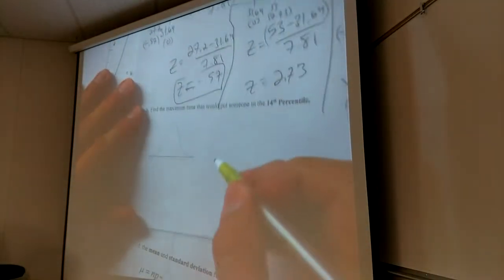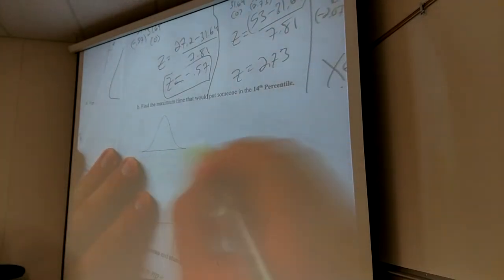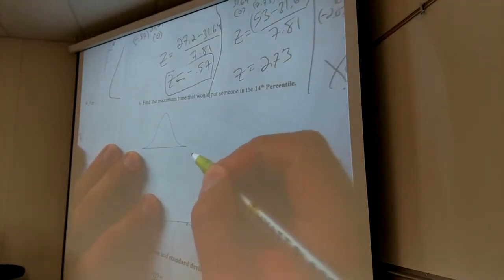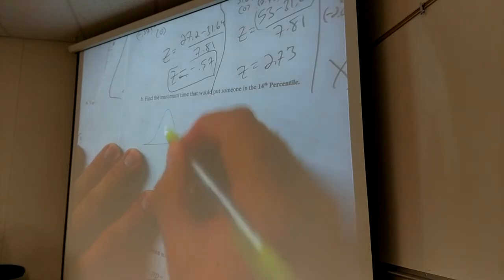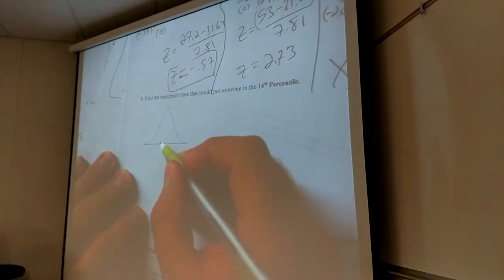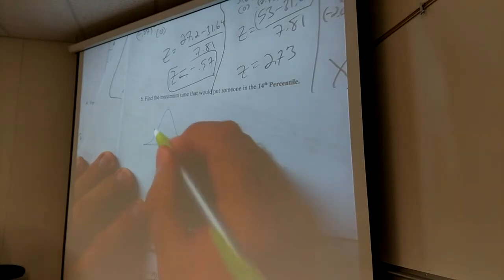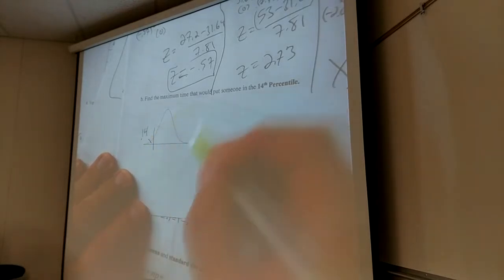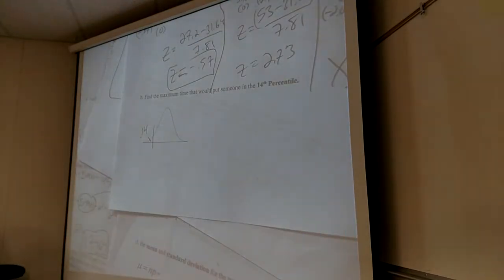So what do I do with that? All right. Where would the 14th percentile be? Yeah, here's the mean. The mean cuts it in half. And this is supposed to only have 14% below it, so it better be down here somewhere. Why did I put the 0.14 up there instead of underneath or something crazy?